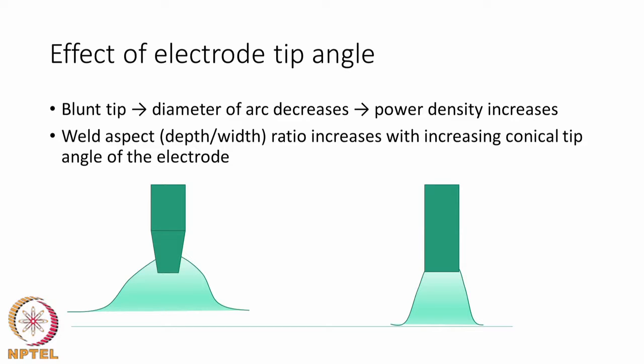And then the aspect ratio of the weldment also is affected by the conical tip angle, and this has also been studied experimentally very extensively, and people have shown that the weld aspect ratio increases with the increasing conical tip angle, and it will be the highest at 180 degrees, which means that when the electrode is blunt, that is completely flat.